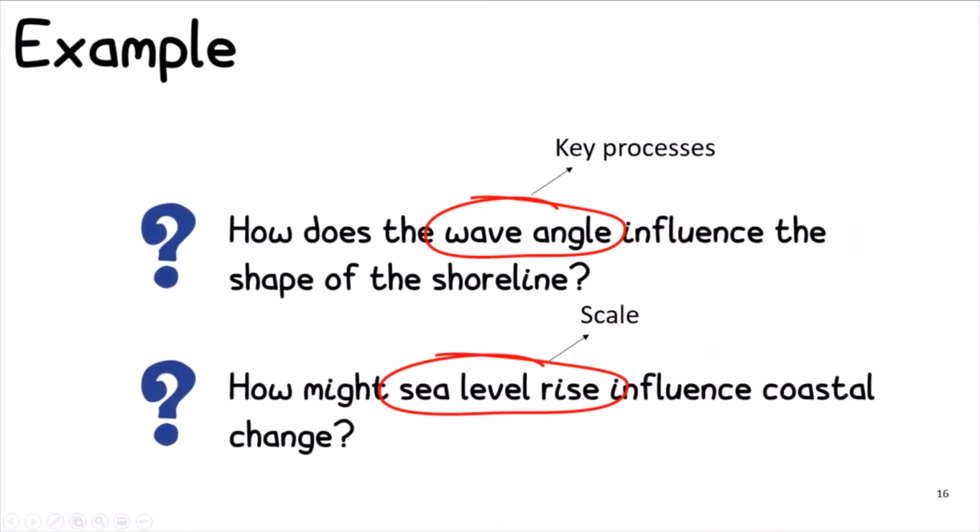So here's an example from my research. When I started my PhD, I had these two questions. How does the wave angle influence the shape of the shoreline? And how might sea level rise influence coastal change? From these research questions, I can identify some of the key processes I need to include in my model and other details that might be important, such as the scale I intend to model. I decided that a numerical model approach would be best suited, and I set about building upon a model that already existed in order to make it fit my purpose.